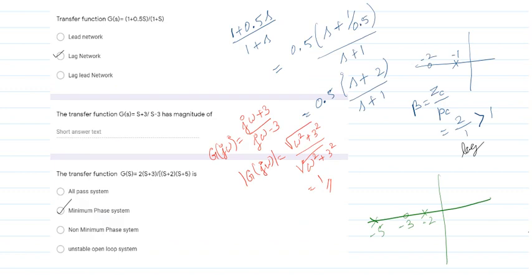A transfer function is given. They are asking whether it is a lead, lag or lag lead network, right? First try to convert this transfer function into this form, s plus zero over s plus pole format. Here, to find out the zero, I am taking 0.5 outside in the numerator. So it becomes s plus 1 by 0.5. In the denominator, I have nothing to take common outside, right? So it becomes s plus 1.